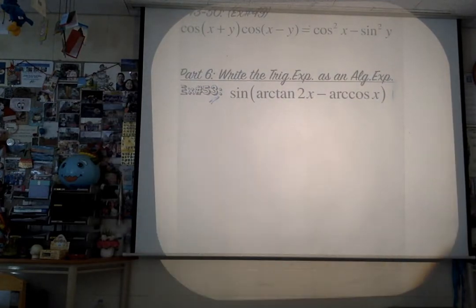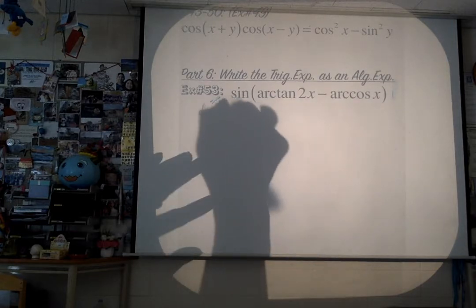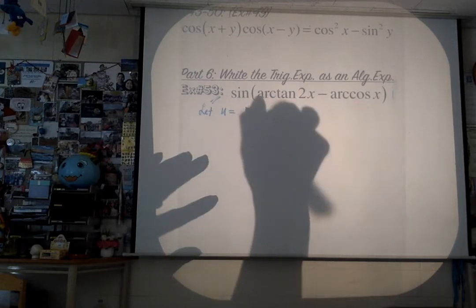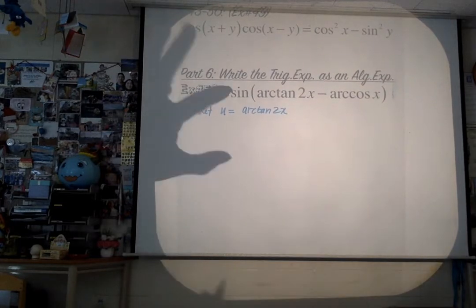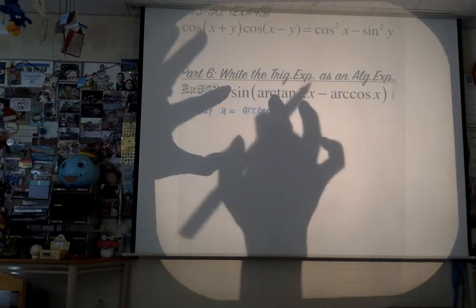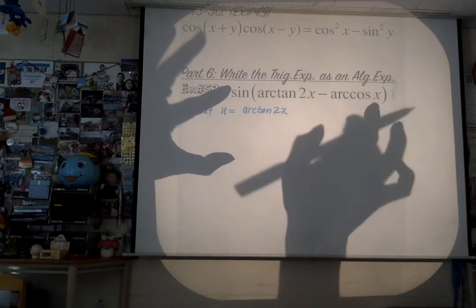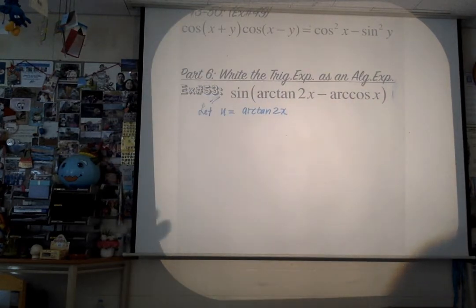So let's try to do it this way. Let's just do it slowly. Let u equal arctan 2x. Oh, I know what you were saying. I think you were saying that this reminds you of the sum and difference formula, maybe the difference formula of a sine. You're right. We'll get there.